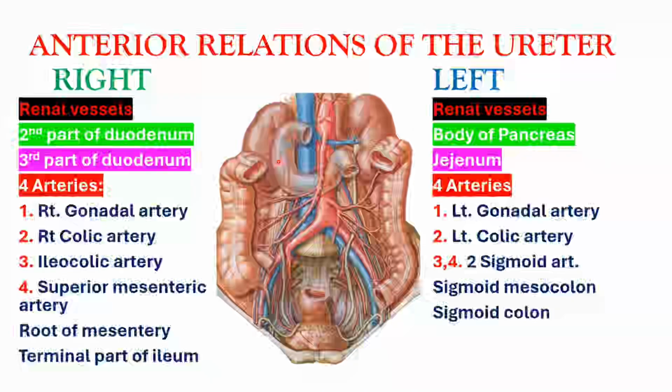When you come to your left side, we have the body of the pancreas. The body of the pancreas is not shown here, but it lies somewhere here. Then this part, as we descend, is the third part of the duodenum. When we move to the left side, this is the jejunum.